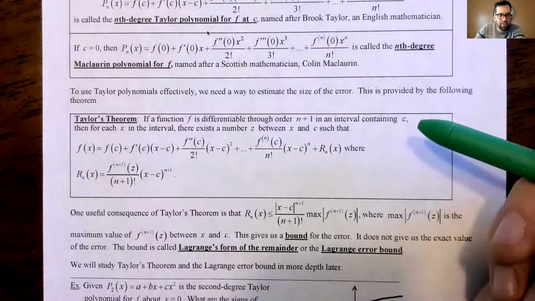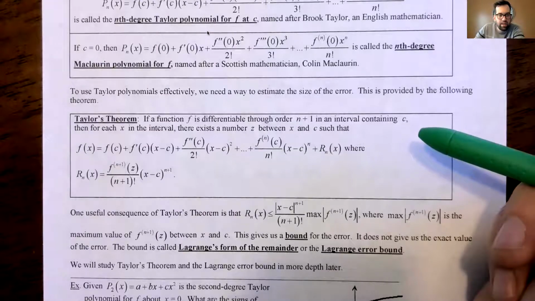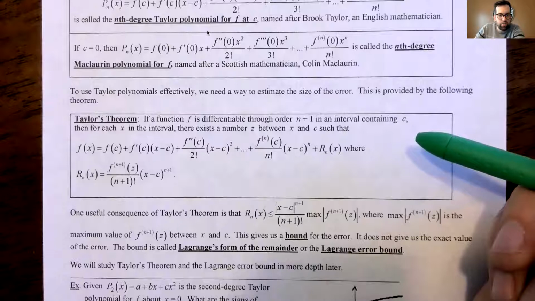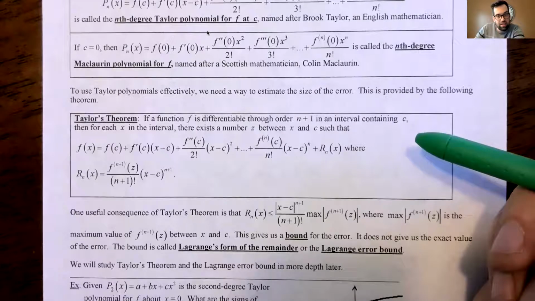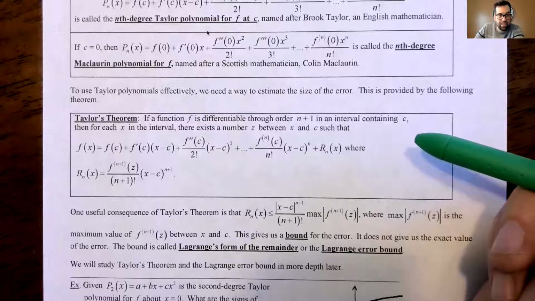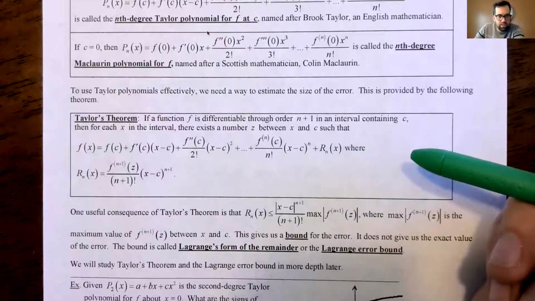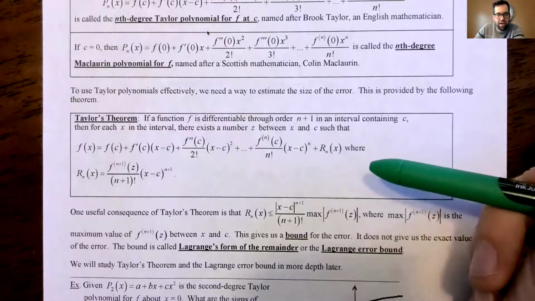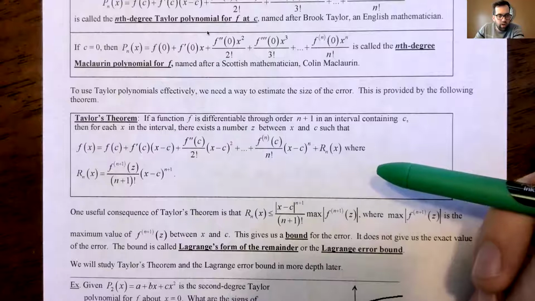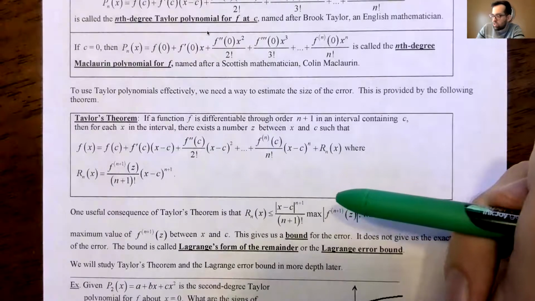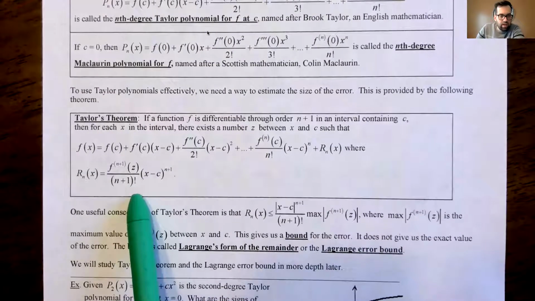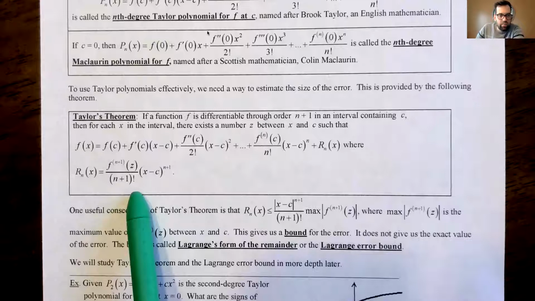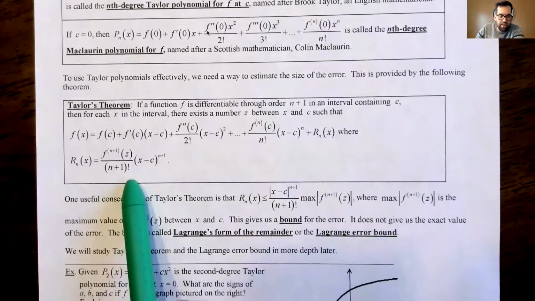If a function f is differentiable through order n+1 in an interval containing c, then for each x in the interval, there exists a number z between x and c, such that here's the whole Taylor polynomial plus R sub n of x, R meaning remainder, where the remainder is this crazy looking thing. And I'm not even going to attempt to read that to you. It's just going to sound confusing, but we are going to study that in depth in a future lesson.